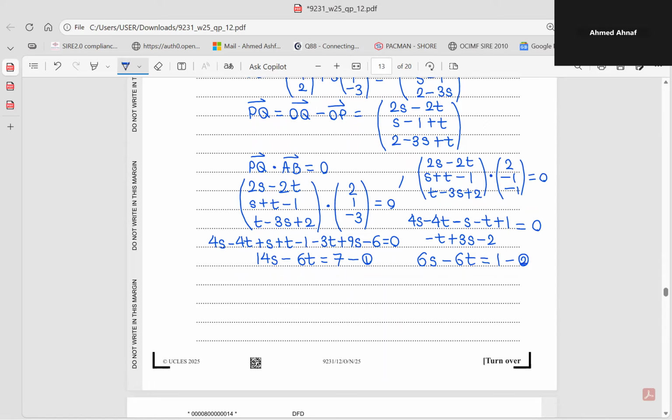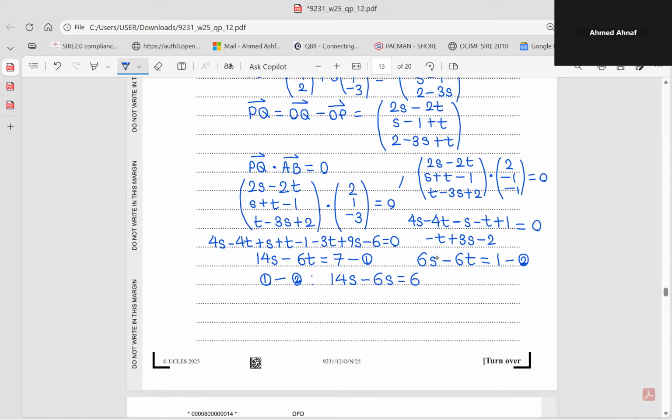So as you can see, both equation 1 and 2 have the same T coefficient. So we can eliminate that from both equations by subtracting them together. So yeah, we have 14S minus 6S equals 7 minus 1, which is 6.